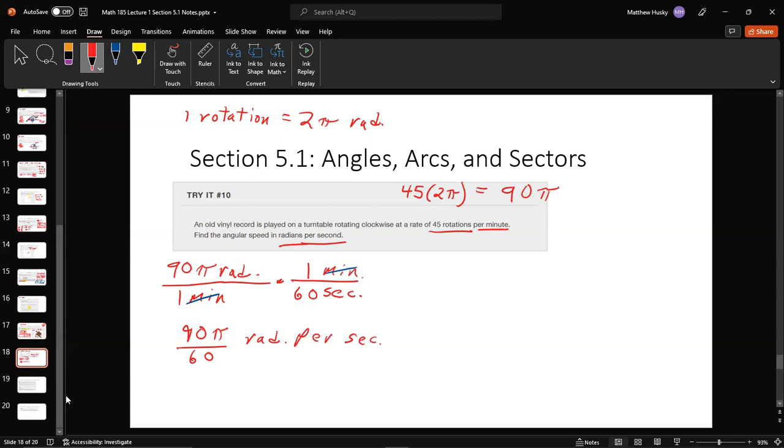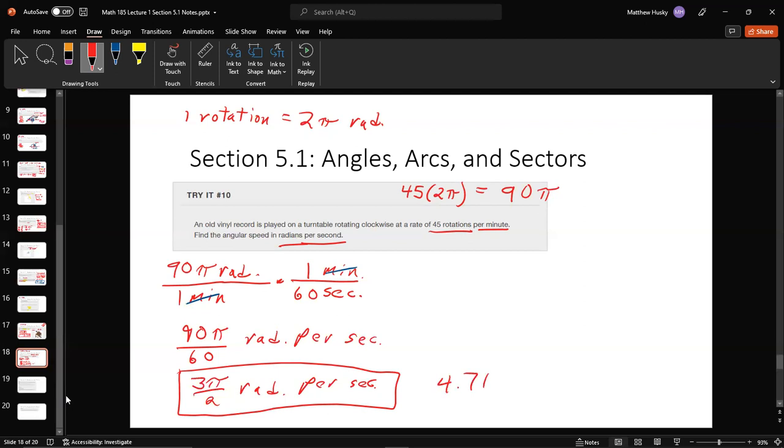And let's see, you can reduce 90 over 60, that's 1.5, also known as 3/2. So that's 3 pi over 2 radians per second. That would be the exact answer. If you wanted to round it off, you could do 3 times pi divided by 2, which is 4.71. So that would be a slightly different way you could write your answer, 4.71 radians per second.